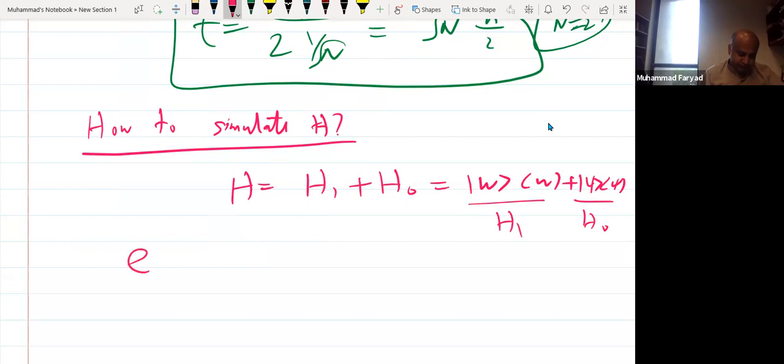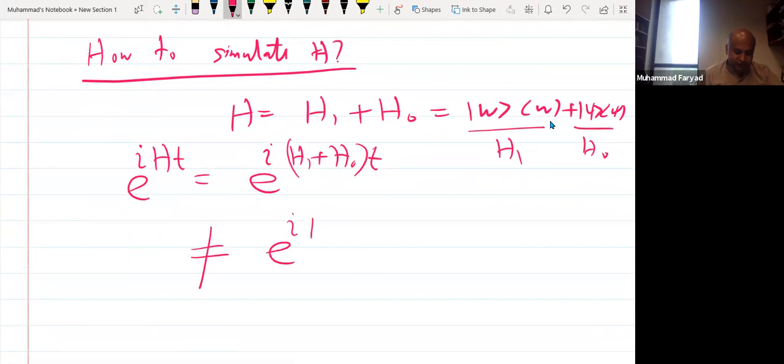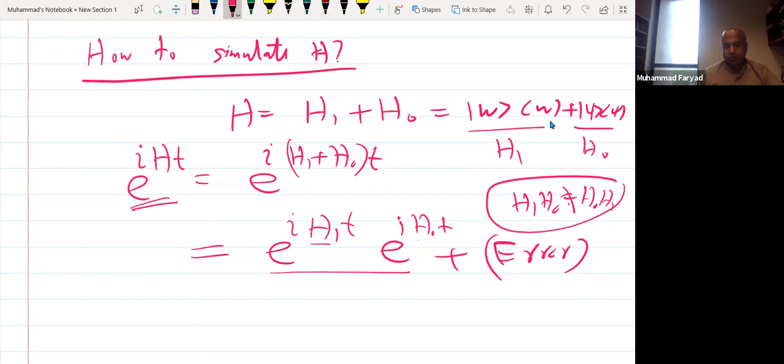So simulating exponential of minus iota Hamiltonian t is equivalent to simulating exponential of iota (H1 plus H0) t. However, and unfortunately, in general this is not true unless the components of your Hamiltonian commute with each other, which means that H1 H0 is equal to H0 H1. If this is not true, and in general it's not true, then we can't write it like this. On the other hand, if I approximate this exponential of iota Ht and write it as a product, this comes with some error.